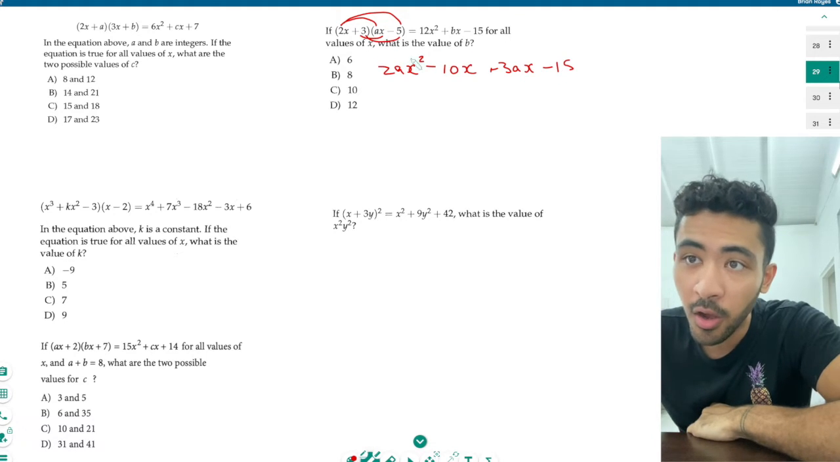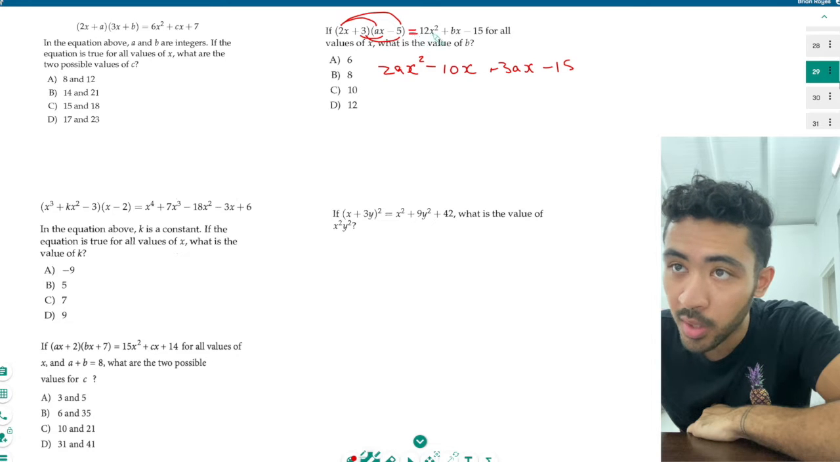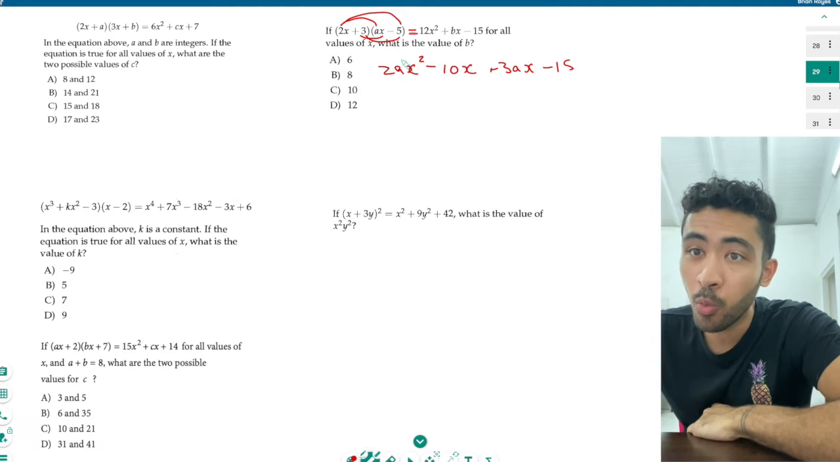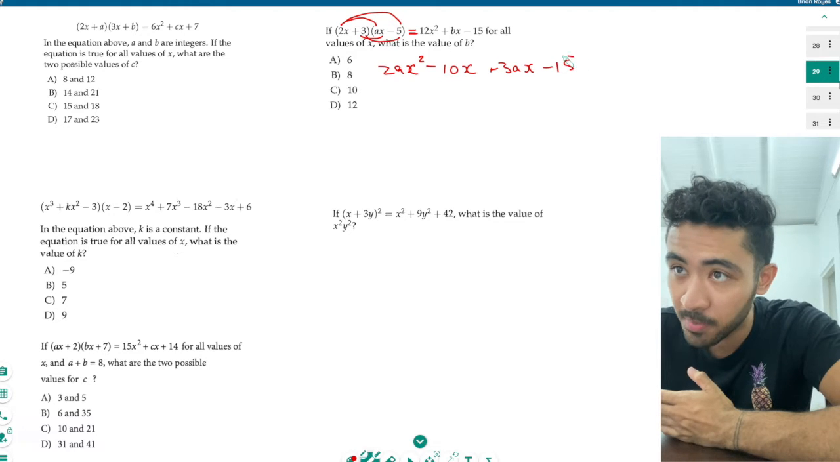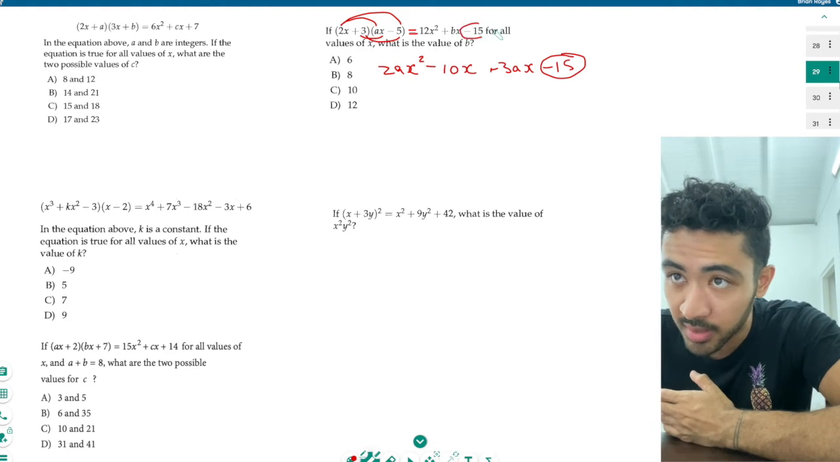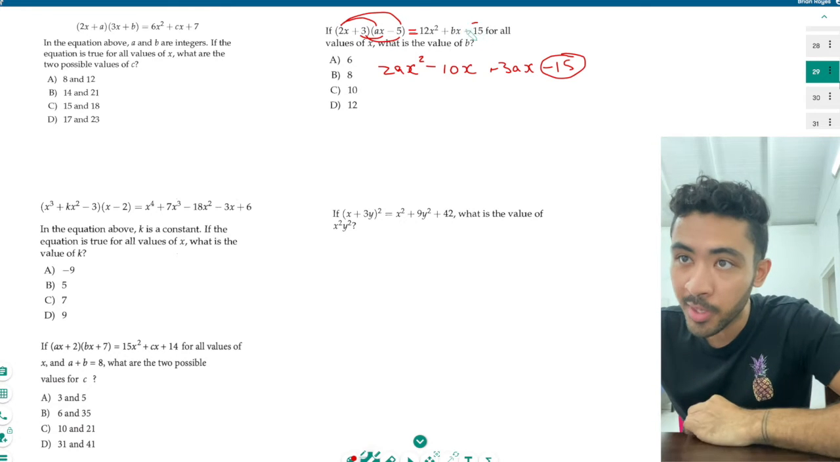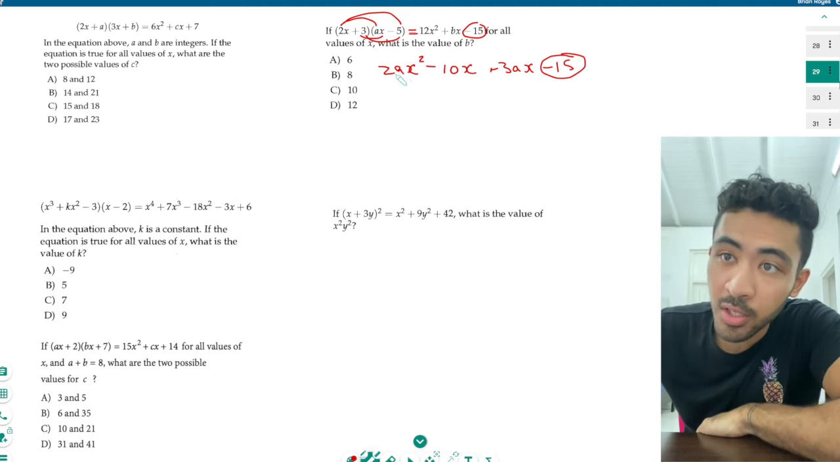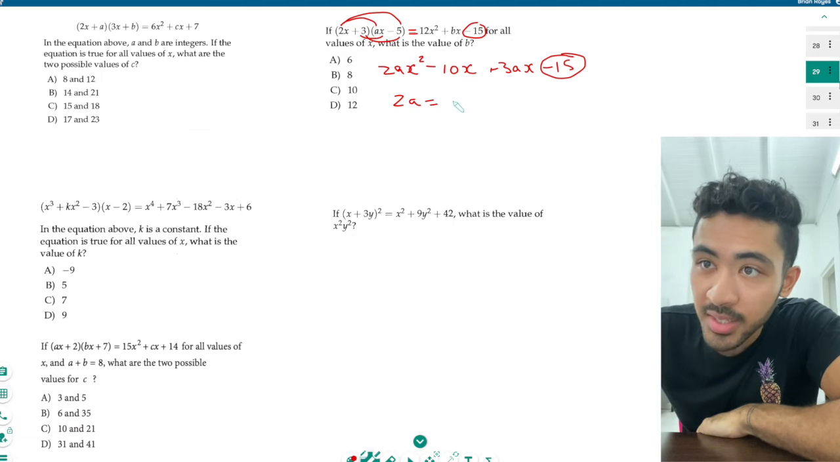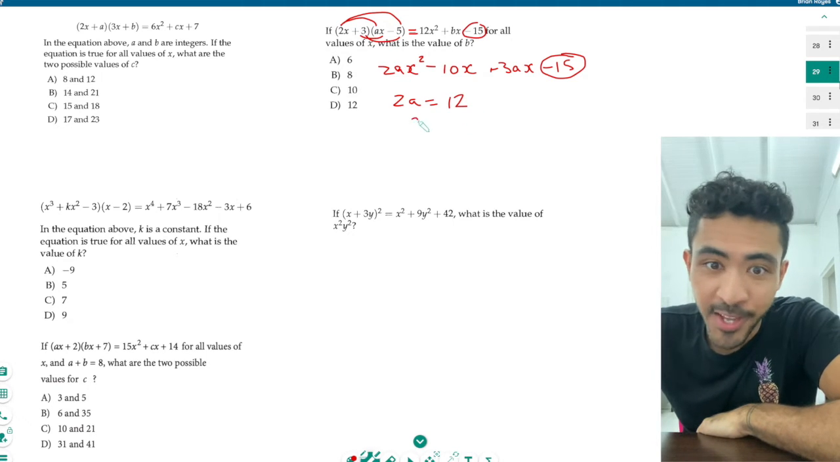Now notice that all of this, because it's equal to 12x squared, etc., means that whatever's on the left must be the exact same thing as what's on the right. We notice this minus 15 is consistent. That must mean that similarly, the coefficients of x squared must be the same. That means that 2a is equal to 12. That means a is 6.